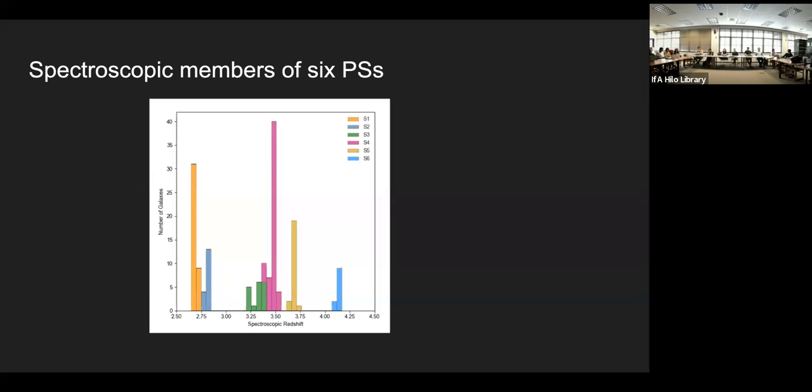So here is again the redshift distribution of the spectroscopic members in these different structures. And as you can see, the one that was very massive that I had initially showed, which has around 55 spectroscopic members, stands out, and then the highest redshift structure has around 11 members. So you can kind of see that, which is understandable because it's very hard to get spectra at very high redshifts.